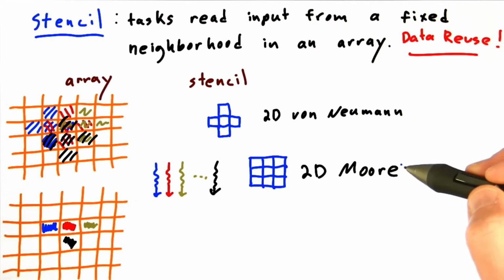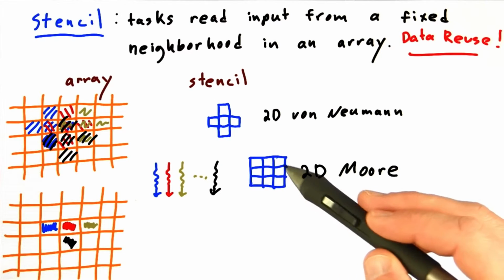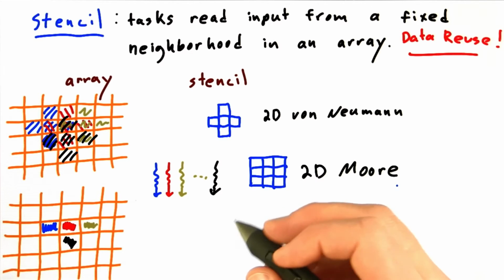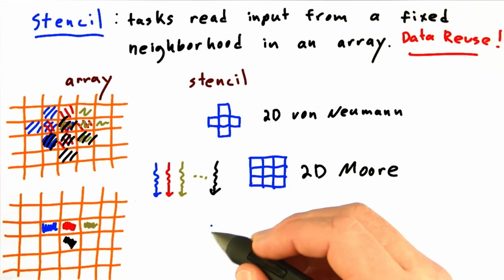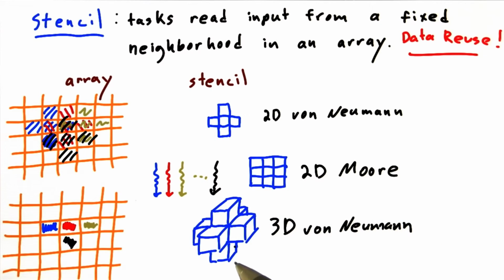Now there are other common stencil patterns. For example, you might read from all of the neighboring elements, including the diagonal elements, and that would be called a 2D Moore pattern. Now there are also 3D analogs of these, so for my next trick I'm going to attempt to draw a 3D von Neumann stencil, which is sort of a kind of a cross shape extending in all three dimensions. Hopefully you can see that from the drawing.